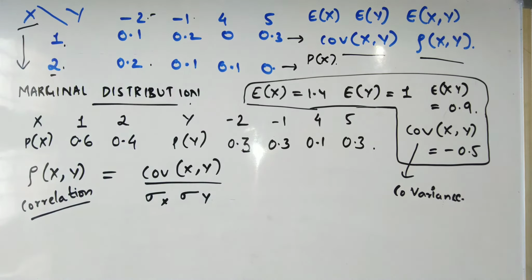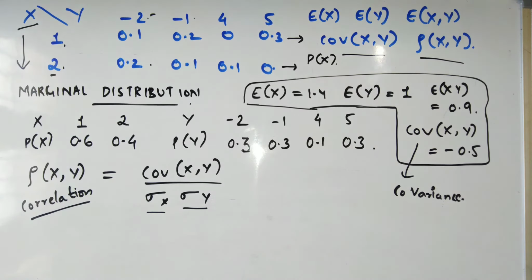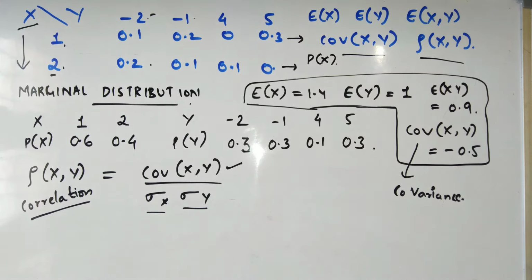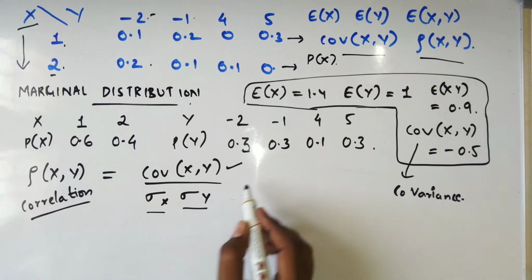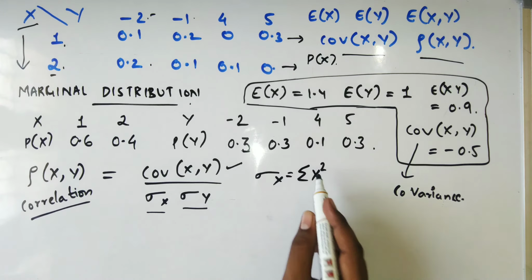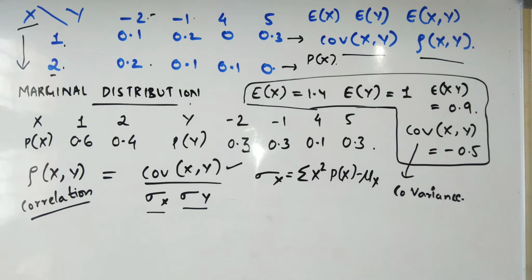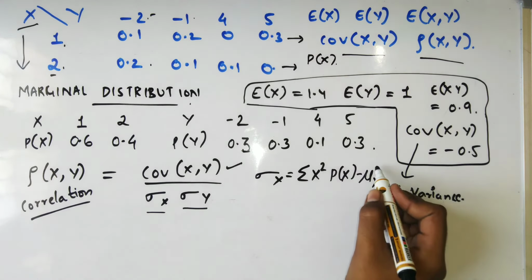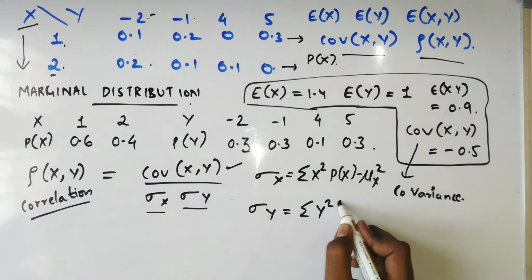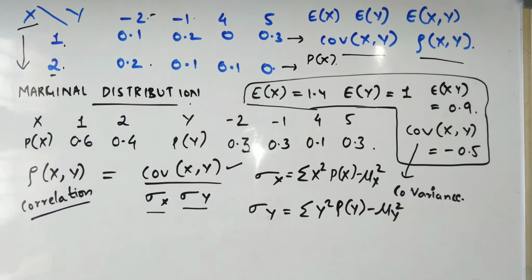Now, what is sigma here? It's nothing but standard deviation. First we need to calculate both terms, the standard deviation of x as well as the standard deviation of y. We need to calculate only these two parts so that we'll get the correlation. So, let us do that first. For sigma x, the formula is summation of x square into p of x minus mu x, then that square you have to take. For sigma y, it is summation of y square into p of y minus mu y square. So these are the two formulas.